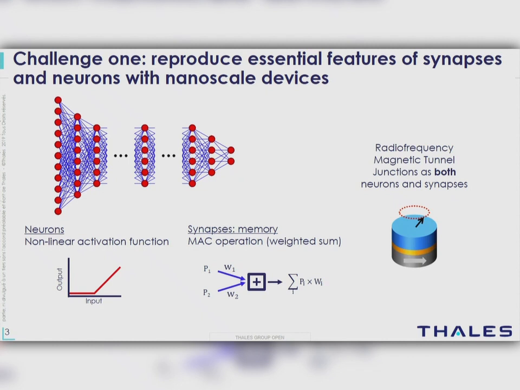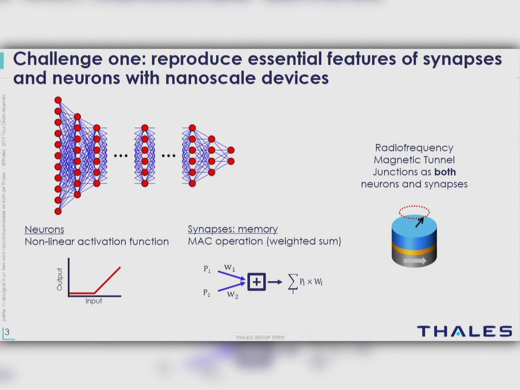So in my talk, to clarify things, I will just expect from neurons the simplest thing you can expect from them, which is to be a nonlinear activation function. And from synapses to be weights that can perform weighted sums. So this is more an AI-inspired approach rather than a purely neuroscience-inspired approach. We can talk more about these differences later. But this is basically the very simplest thing you can expect from neurons and synapses. And in my talk, I will show you how we can do both with radio frequency magnetic tunnel junctions.